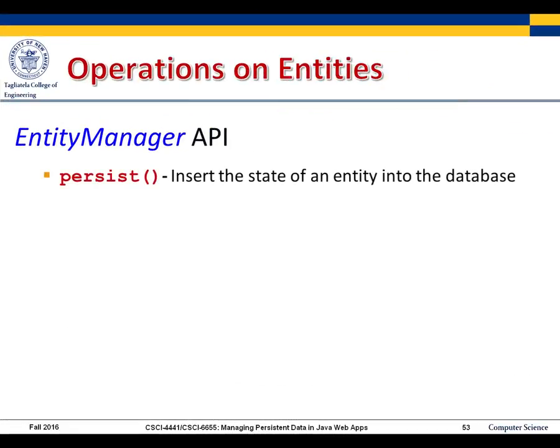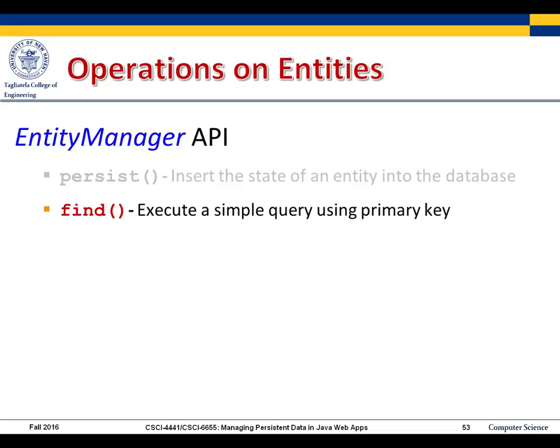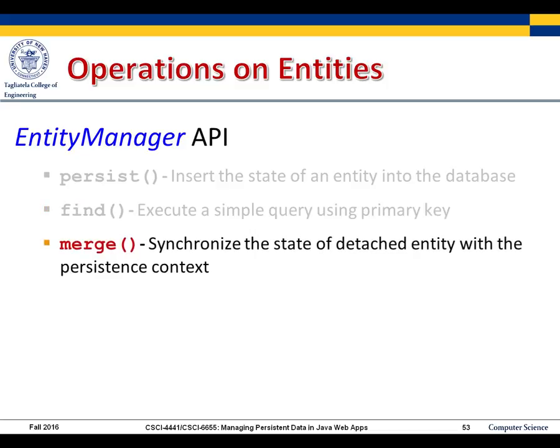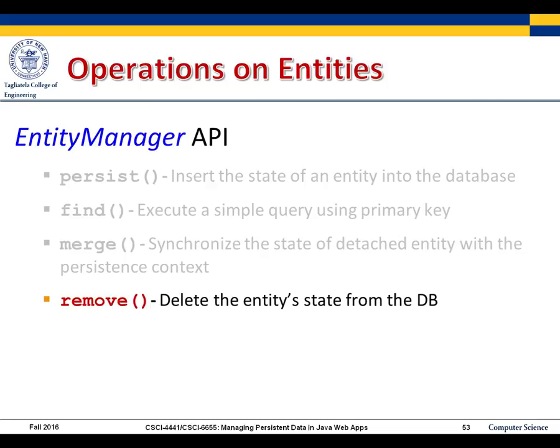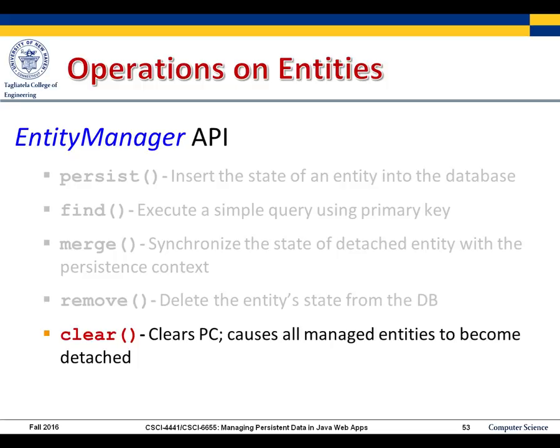So the EntityManager API basically consists of persist, that inserts the entity into the database; find, which does a simple query on a primary key; merge, which, if the entity gets into that detached state, brings it back into the context; and remove, that means delete it from the database, which again doesn't happen immediately. It happens when the whole thing terminates or the commit happens, or a flush, which you would call. Clear causes all the managed entities to become detached. I'm not exactly sure when you would do that, but you can.